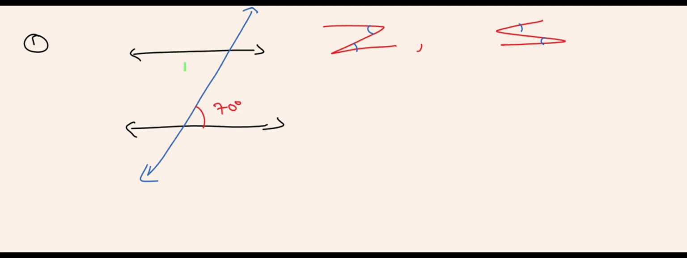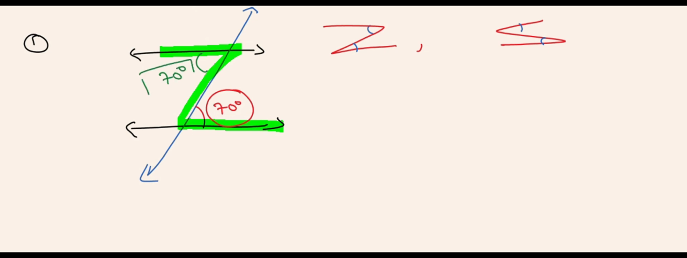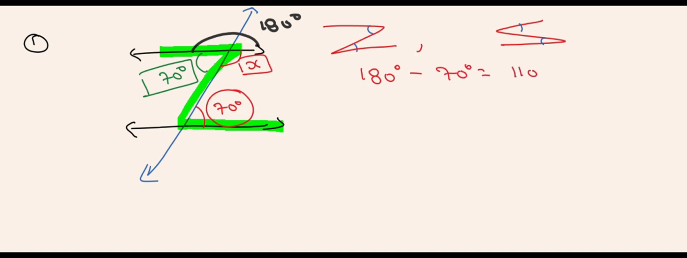The Z alphabet here is this one. So if this angle is 70 degrees, this one is also 70 degrees. Okay, and the straight line angle is 180 degrees. So if you really want to find this angle, let's call this x, you should subtract 70 degrees from 180 degrees, which is equal to 110 degrees.